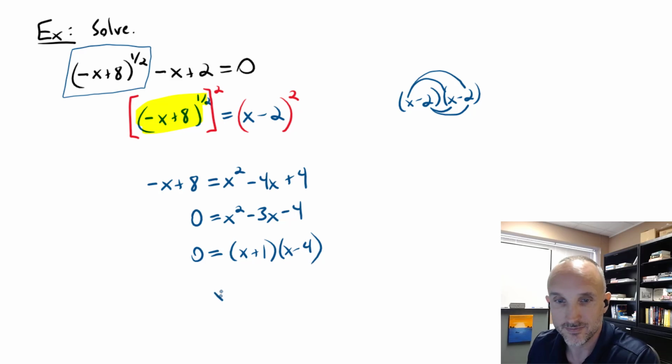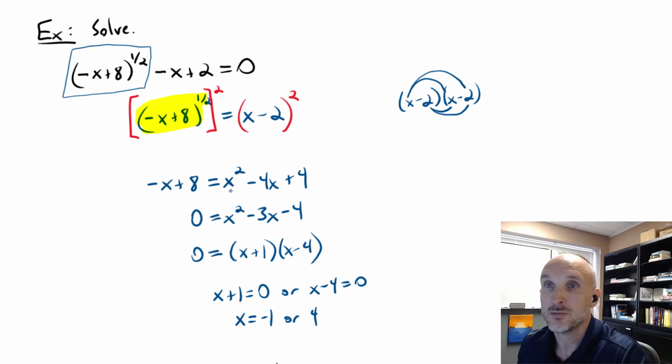And finally, well, x plus 1 could be 0 to make the whole thing 0. Or x minus 4 could be 0 to make the whole thing 0. So we get two solutions, x equals negative 1 or 4. But what we have to realize is our original equation was a square root of some kind, because this denominator in the exponent was a 2. It's an even root. That means we need to check these answers.